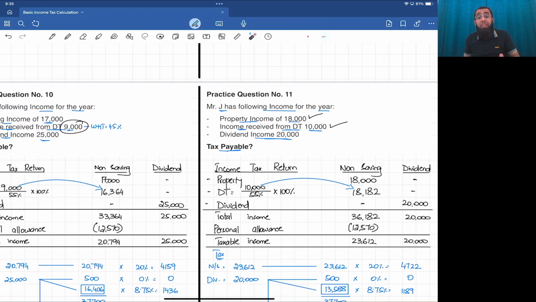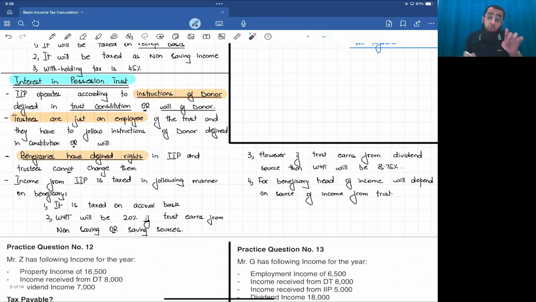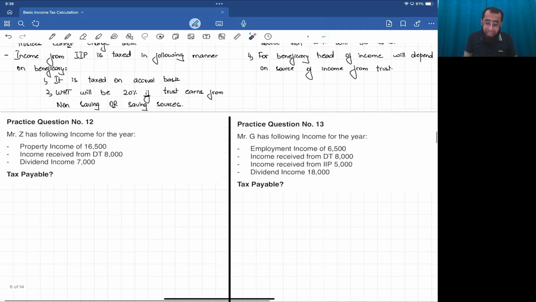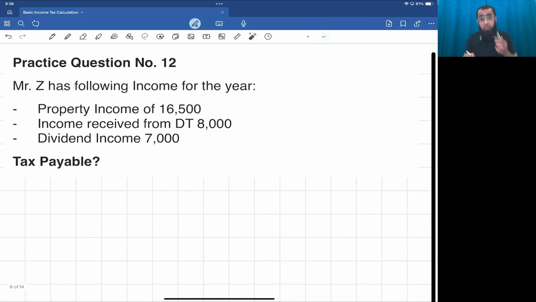Now, in today's class, our main topic is interest in possession trust. But before going towards that, let's do one practice question in which there is a discussion of discretionary trust. With this practice question, you will get a revision of what we studied in the previous class. Then we will talk about interest in possession trust, and we will be doing three questions in relation to interest in possession also. But let's first revise the previous class through this practice question.